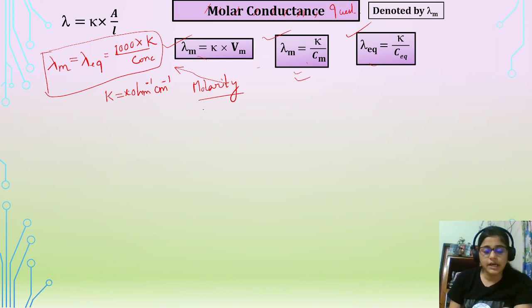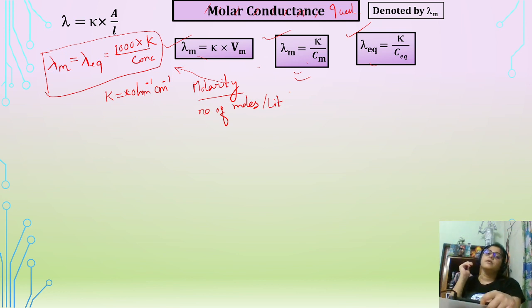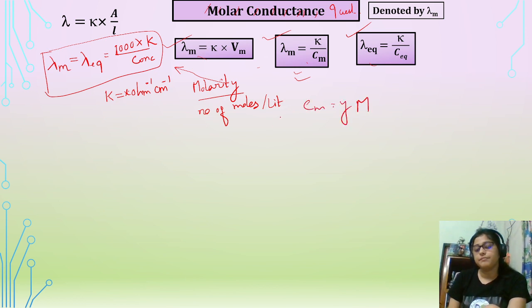This is actually the number of moles. We know that concentration is mole per liter generally, number of moles per liter. Okay, so this is fine. Let's say this is given in this way: molarity, and the concentration is Y molar. Like this you have given.